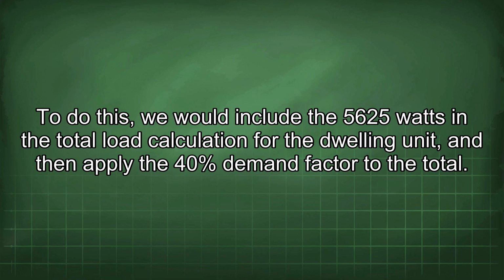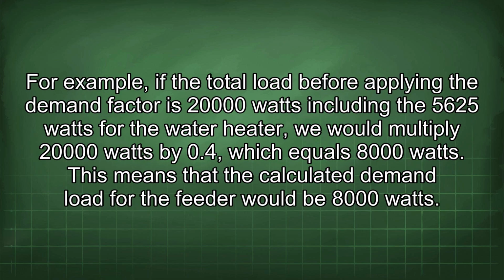To do this, we would include the 5,625 watts in the total load calculation for the dwelling unit, and then apply the 40% demand factor to the total. For example, if the total load before applying the demand factor is 20,000 watts, including the 5,625 watts for the water heater, we would multiply 20,000 watts by 0.4, which equals 8,000 watts. This means that the calculated demand load for the feeder would be 8,000 watts.